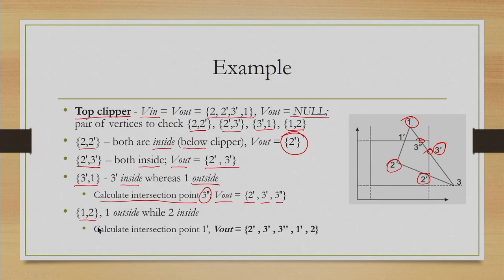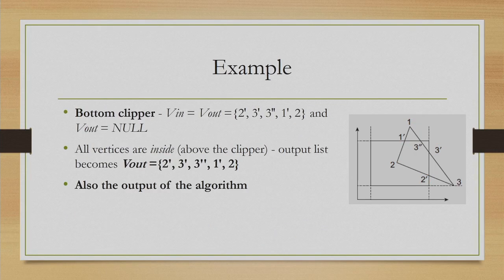Finally, we check 1 2. Here we see that 1 is outside whereas 2 is inside. Then again we calculate the intersection point 1 dash and modify V out to be 2 dash, 3 dash, 3 double dash, 1 dash and 2. So, this is our output list after checking against the top clipper, and this serves as the input list to the remaining clipper to be checked, that is the bottom clipper.